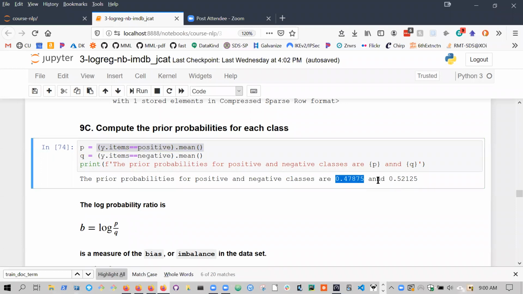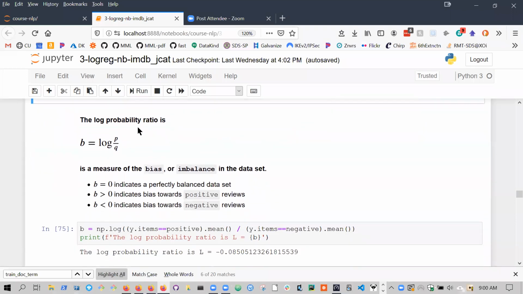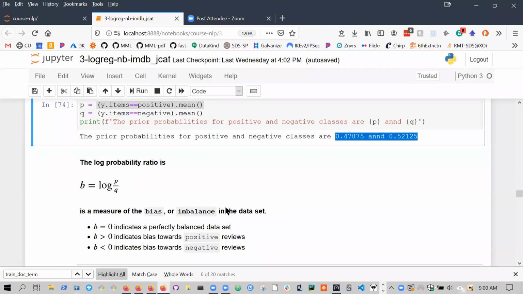And here we found for our sample data set that roughly 48% of the reviews are positive, and 52% are negative. And then we can compute this ratio, because it's going to figure in our model: the logarithm of the ratio of P to Q. That measures the bias or imbalance in the data set. If B equals 0, that means P and Q are the same, right? If P is the same as Q, then we're talking about the log of 1, which is 0. Then B would be 0. I call it B because B stands for bias, so that's just a convenient name.